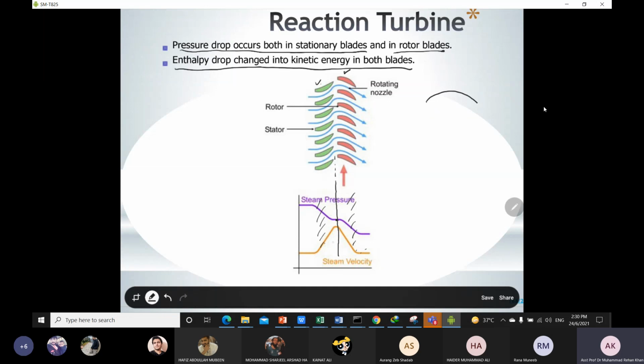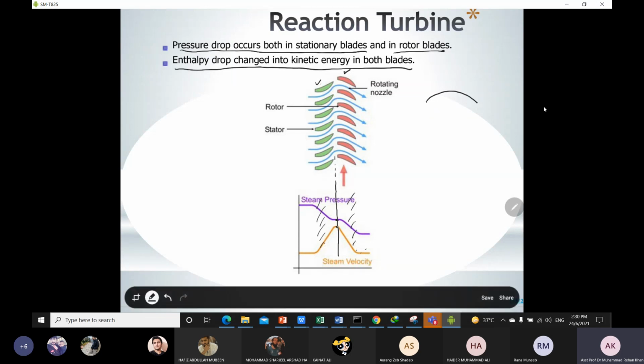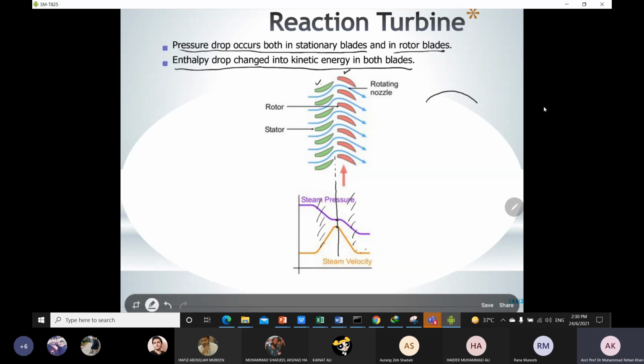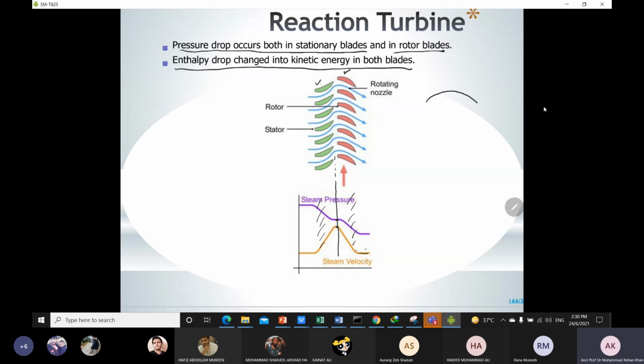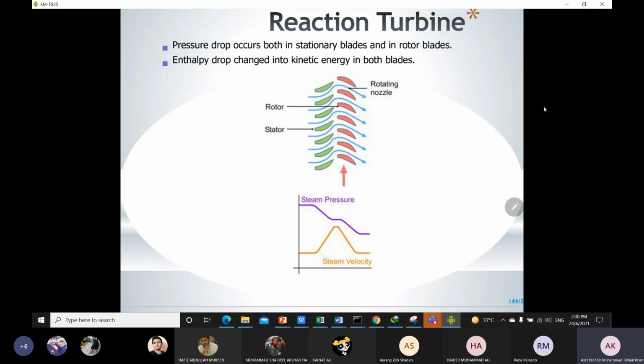Then if you look at the velocity, at the end of the stationary blade, the velocity is maximum. Then as it moves towards the moving blade section, the velocity decreases because there is an absorption of the kinetic energy. That's why your velocity decreases in the section of the moving blade. So this is the pressure and velocity graph for the reaction turbine.